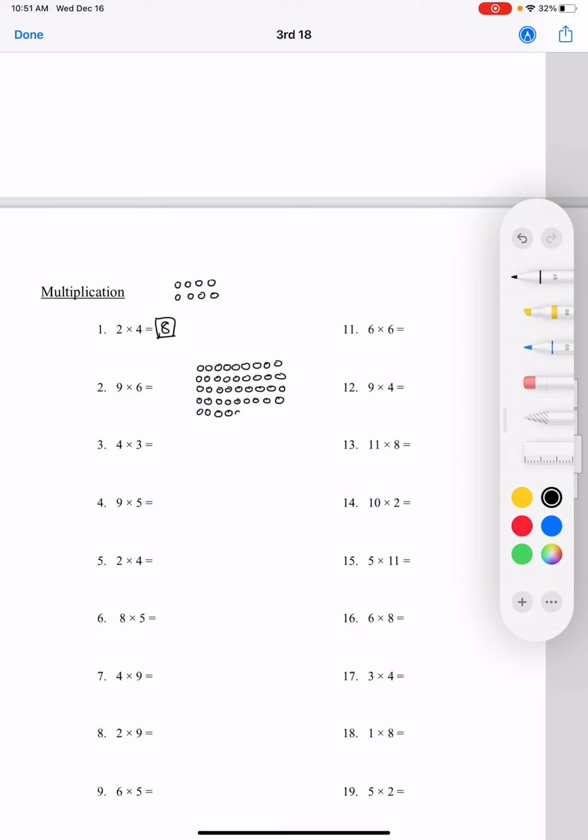2, 3, 4, 5, 6, 7, 8, 9. 1, 2, 3, 4, 5, 6, 7, 8, and 9. So if you count all of them, you would turn out to have 54 circles, which is your answer.